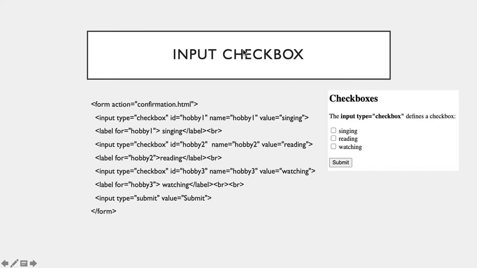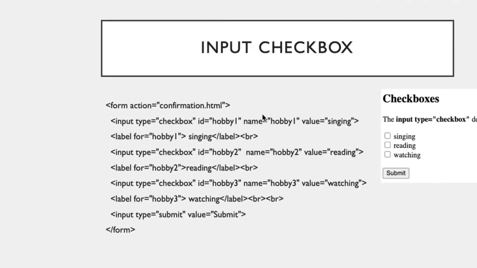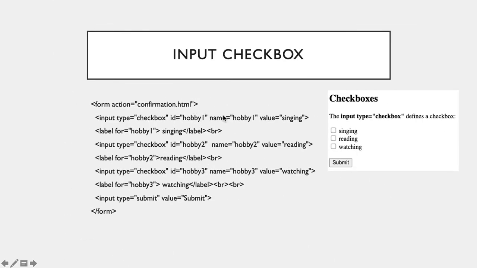Checkbox is basically used to select multiple options from a given list. For example, whenever we want to select our hobbies, we can select singing, reading, anything, whatever it shows. So how to design checkboxes? We can use input type equal to checkbox, and we need to provide the name as hobby and the value. Let's see how to create this in the page.